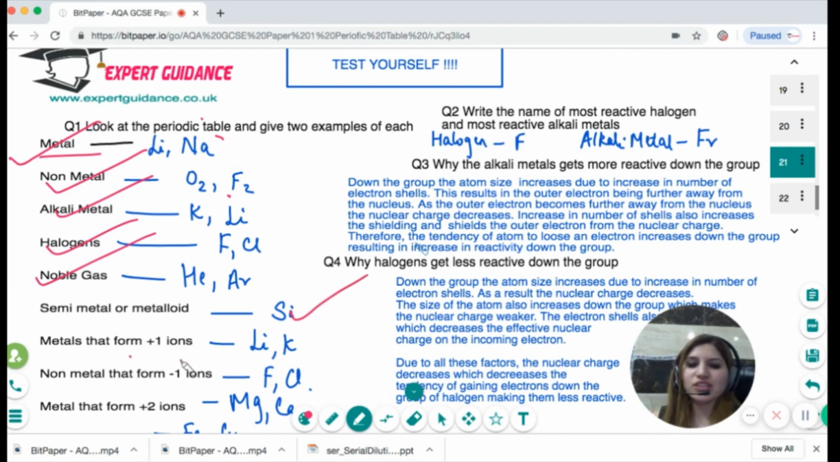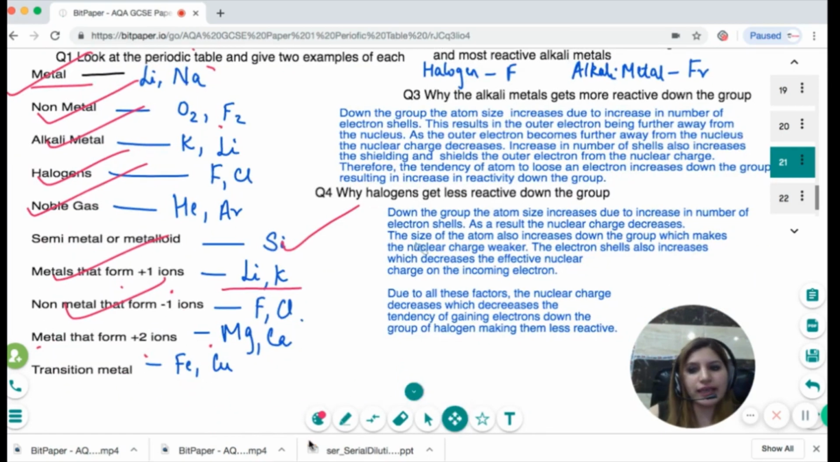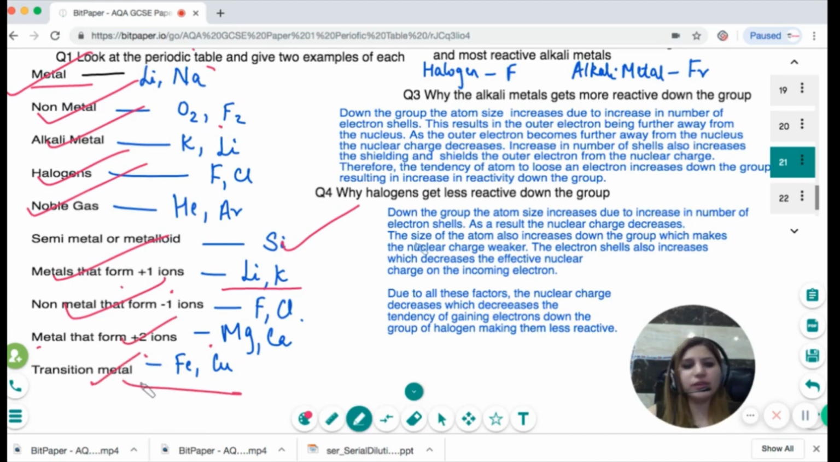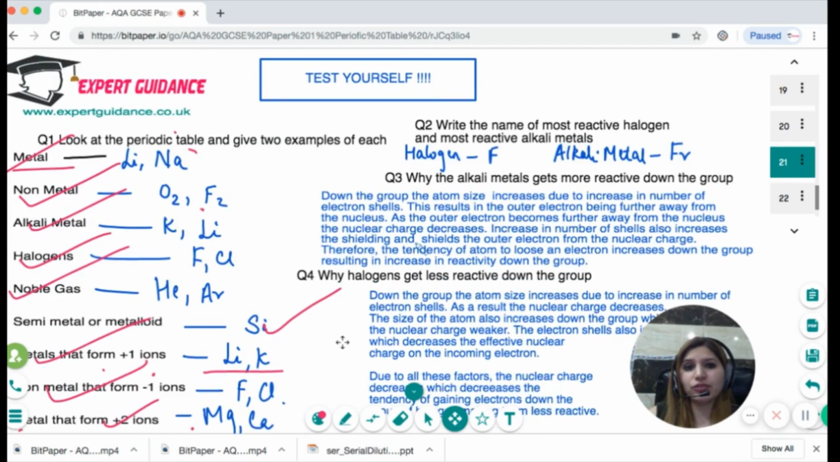Metal that forms a +1 ion means it has 1 electron in the outermost shell, so any of the group 1 elements. Non-metal that forms negative ions should have 7 electrons in the outermost shell, so any of the halogens. Metals that form +2 ions should be group 2, so you can name any of group 2. Transition metals are the elements between group 2 and group 3, so you can give any example from that. Okay, so I hope you are now clear with how to read the periodic table.